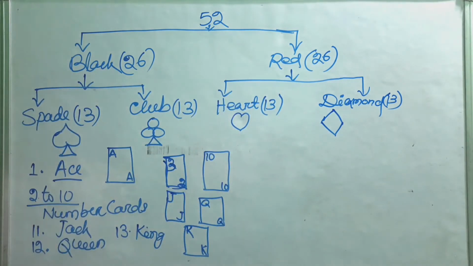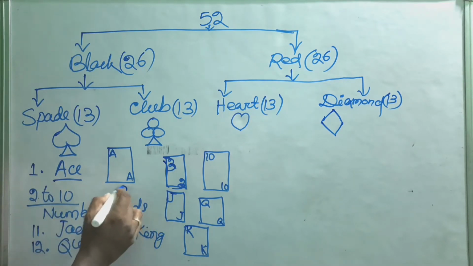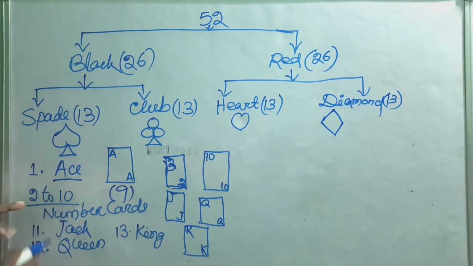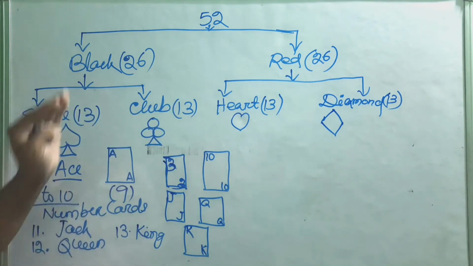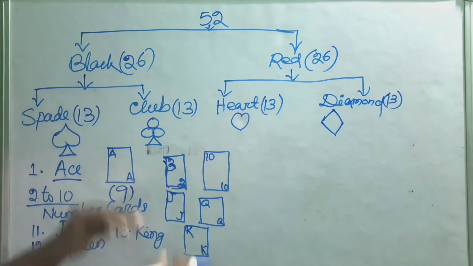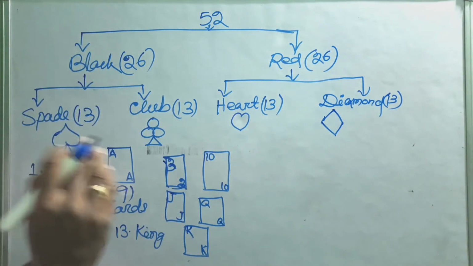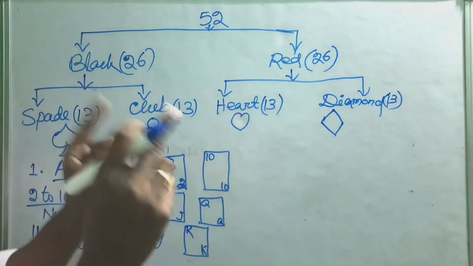Then from 2 to 10, those are number cards. How many number cards are there? 2 to 10, that is 9. So 9 number cards are there from 2 to 10. That means in spade there are 9 number cards, in club 9 number cards, heart also contains 9 number cards, and diamond also contains 9.